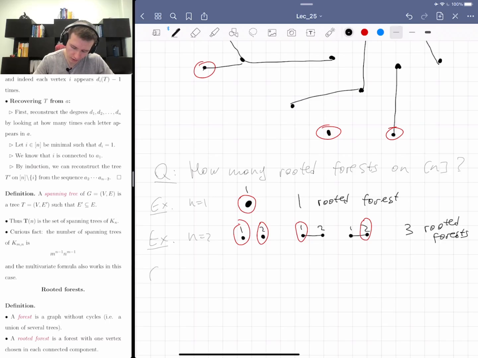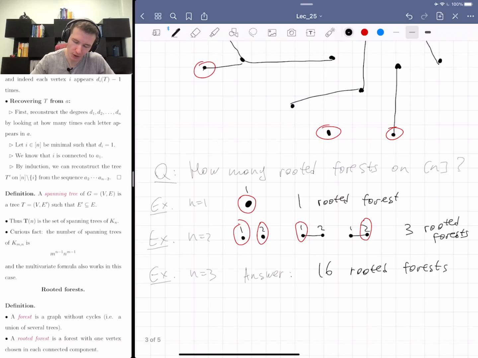And for n equals 3, can somebody guess the answer? I'm not going to draw all the forests, but what is the guess? 16. Okay, nice, thank you. That is correct. The answer is 16 rooted forests.